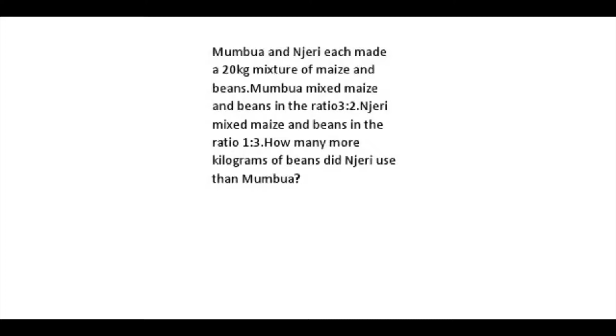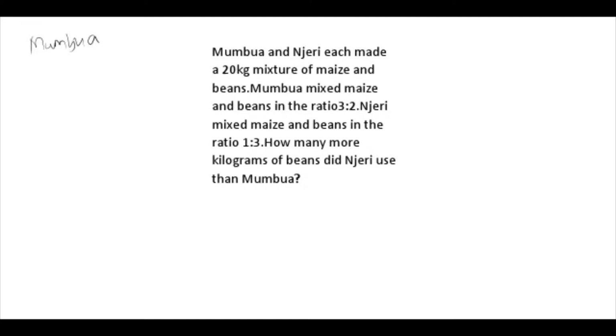Mumbwa and Jerry each made a 20 kg mixture of maize and beans. Mumbwa mixed maize and beans in the ratio 3 to 2. Jerry mixed maize and beans in the ratio 1 to 3. How many more kilograms of beans did Jerry use than Mumbwa? So we have Mumbwa and Jerry.